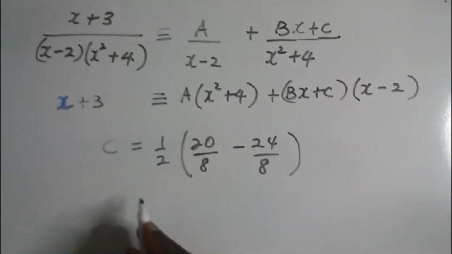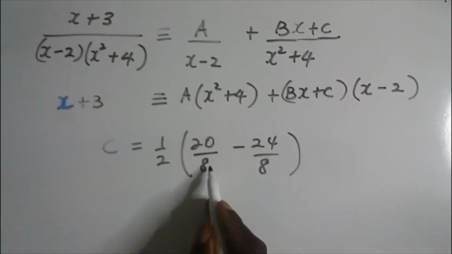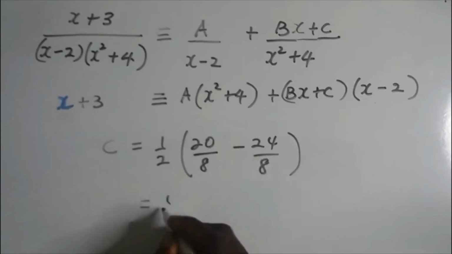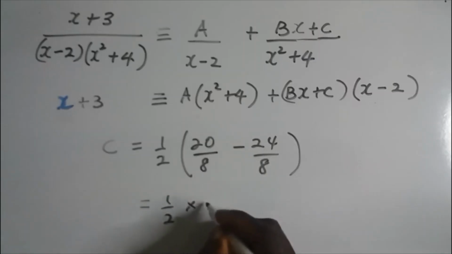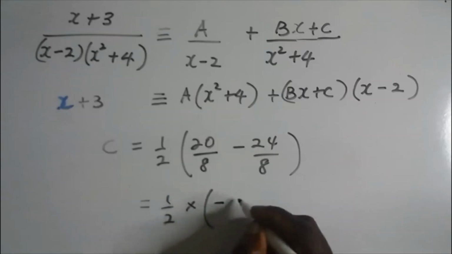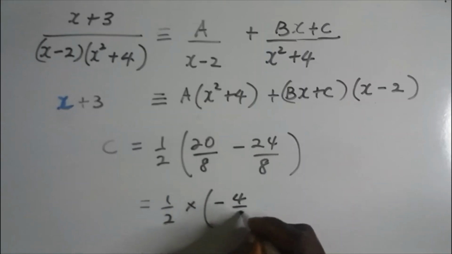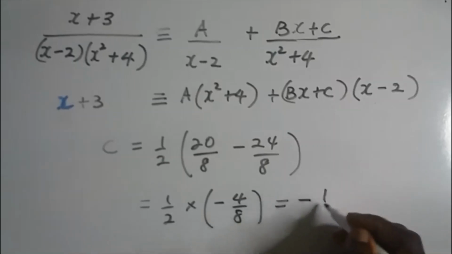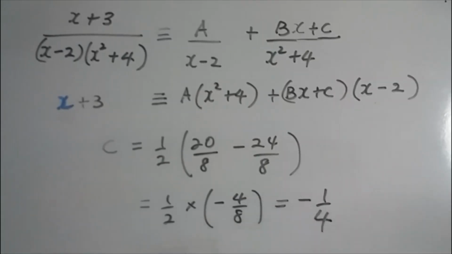So we have c is equal to a half times 20 over 8, take away 24 over 8, so it's a half times minus 4 over 8, which gives us minus a quarter. So our second constant, c, is equal to minus a quarter.